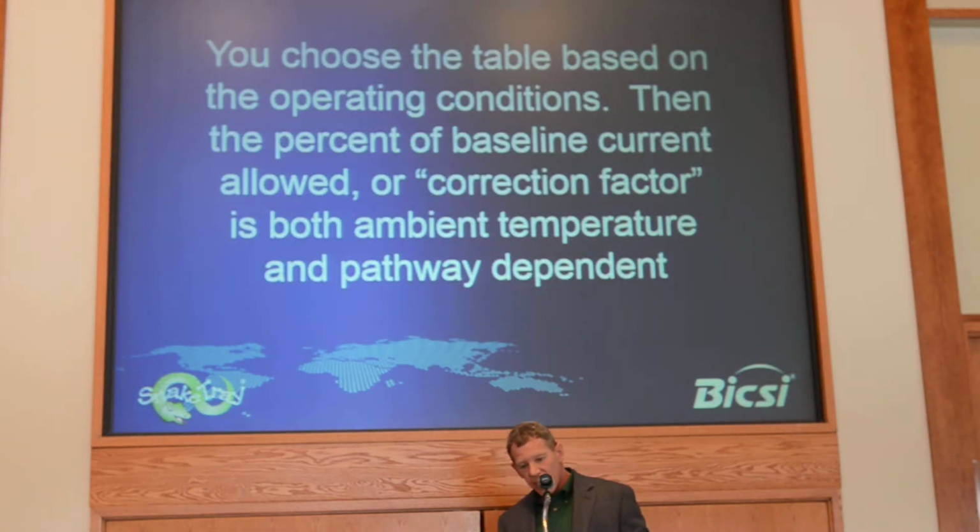So you choose the table based upon your operating conditions, and then the percentage of baseline current, so there'll be a correction factor, will be temperature dependent and pathway dependent. And that's one of the reasons I'm bringing this up, because we want to talk about pathways in the code, and your pathway will determine the correction factor you use based on those tables. Is that clear? Pretty much?